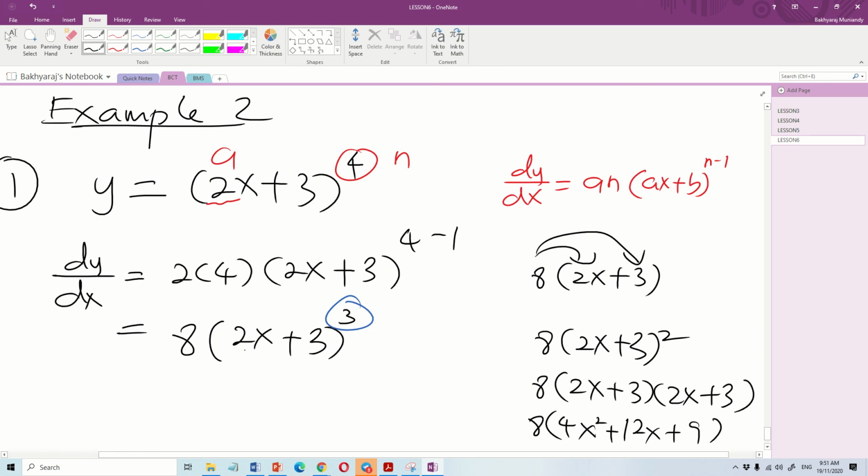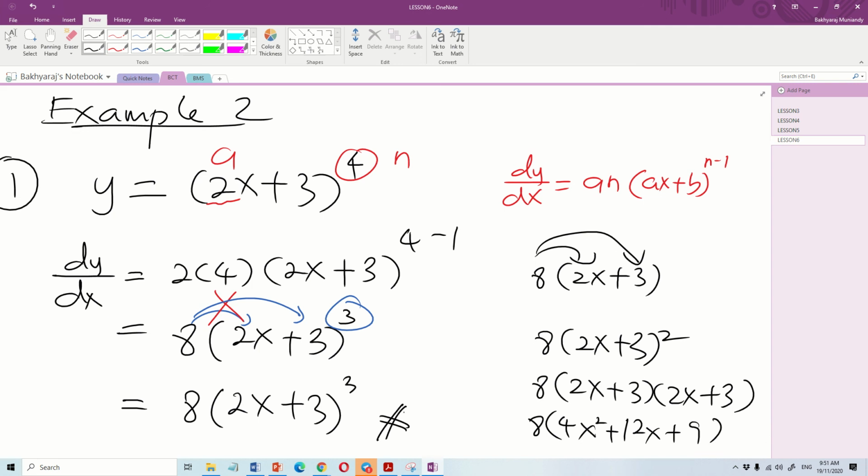So that's why you are not allowed to expand. Ini 8 ini tak boleh masuk dalam. If you expand, that's actually wrong. Okay, so what is our last answer? So last answer ialah 8 (2x plus 3) power of 3. So inilah last answer kita. So kita just biar jawapan. So just leave the last answer with the 8 in front with the 2x plus 3 power of 3. So biar je macam tu.